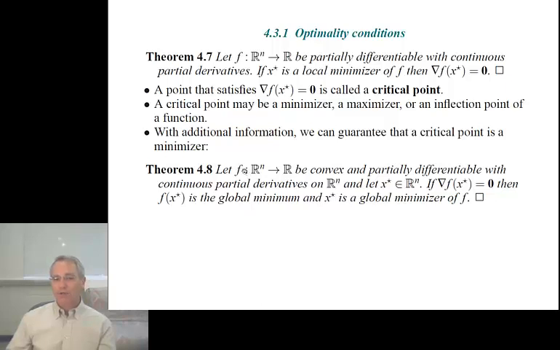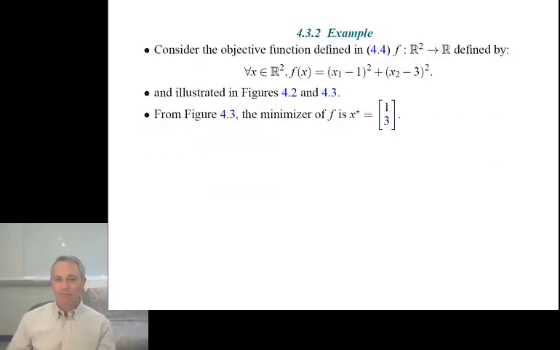So let's suppose that f is convex, partially differentiable with continuous partials, and let x star be in Rn. Compared to the previous theorem, we're now going to assume that f is convex. If the gradient of f is equal to 0, then f of x star is the global minimum of f, and x star is a global minimizer of f over Rn. Convexity is a very powerful property.